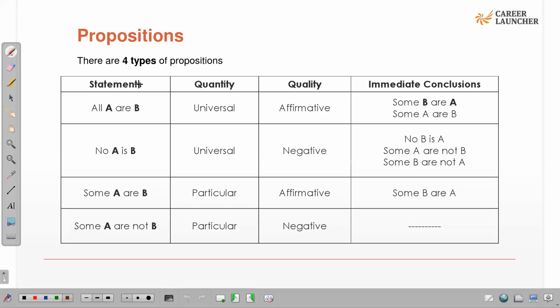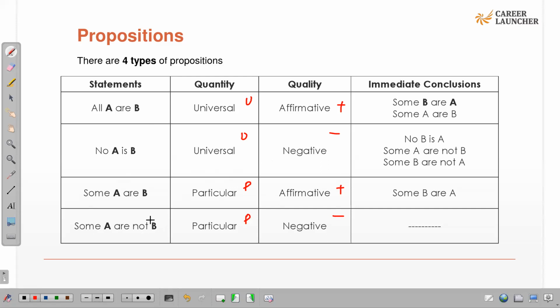I discussed the four important things that you need to remember with respect to the quantity and quality of the statements, which are universal positive, universal negative, particular positive, and particular negative, in cases like all A are B, no A is B, some A are B, and some A are not B.